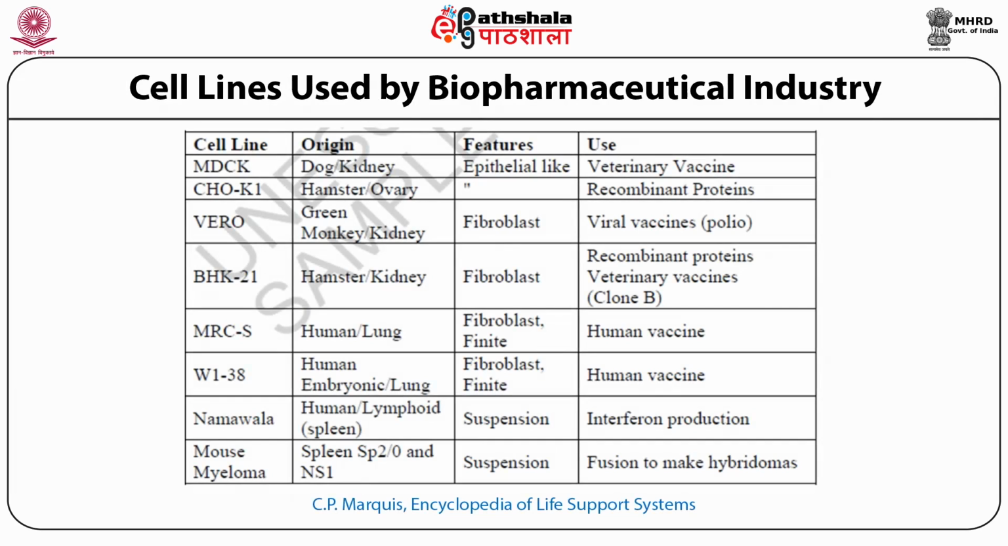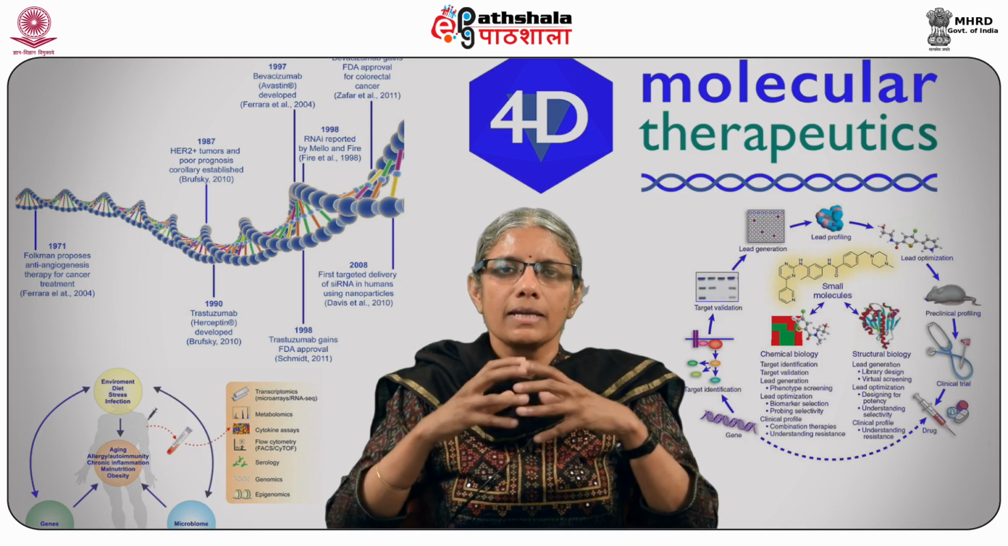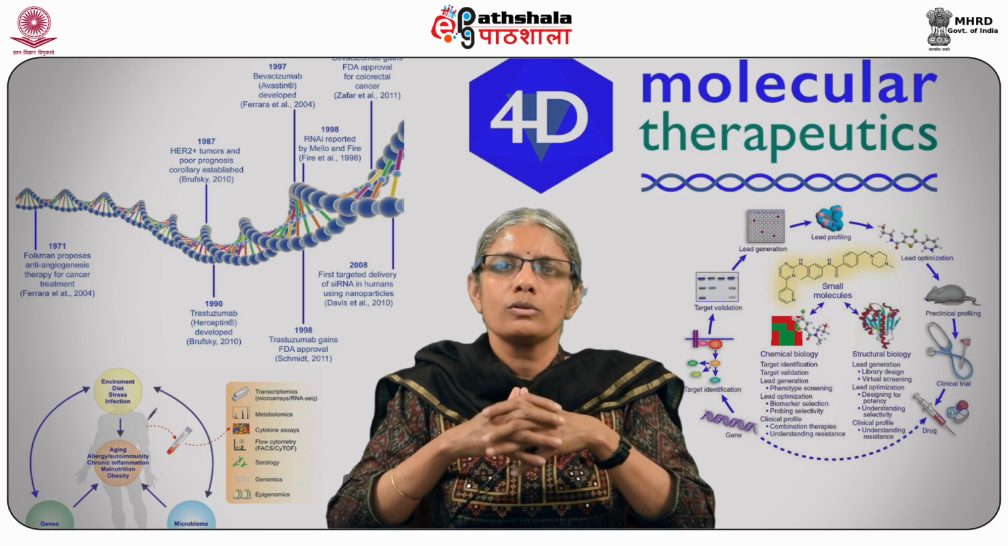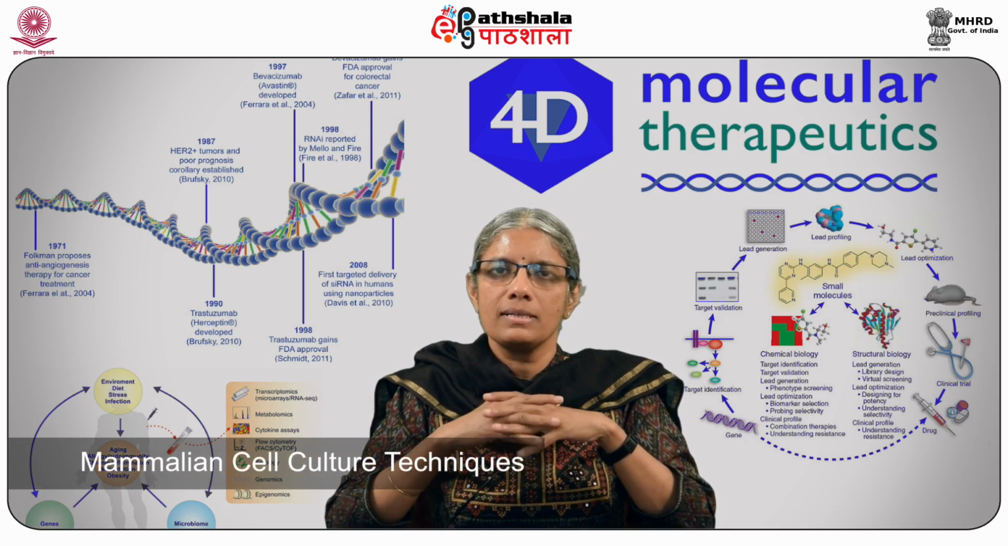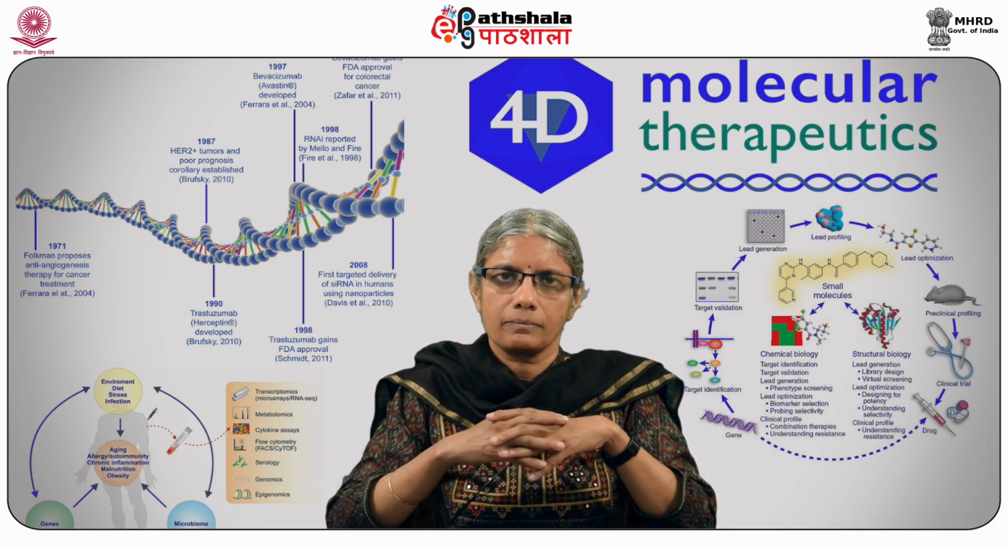This slide describes some commonly used cells in the lab and their features. For instance, WI38 is derived from the human embryonic lung. It is fibroblastic in nature and has been extensively used for the production of human vaccines such as the polio vaccine. The second basic objective of this module is to briefly cover the various mammalian cell culture techniques.